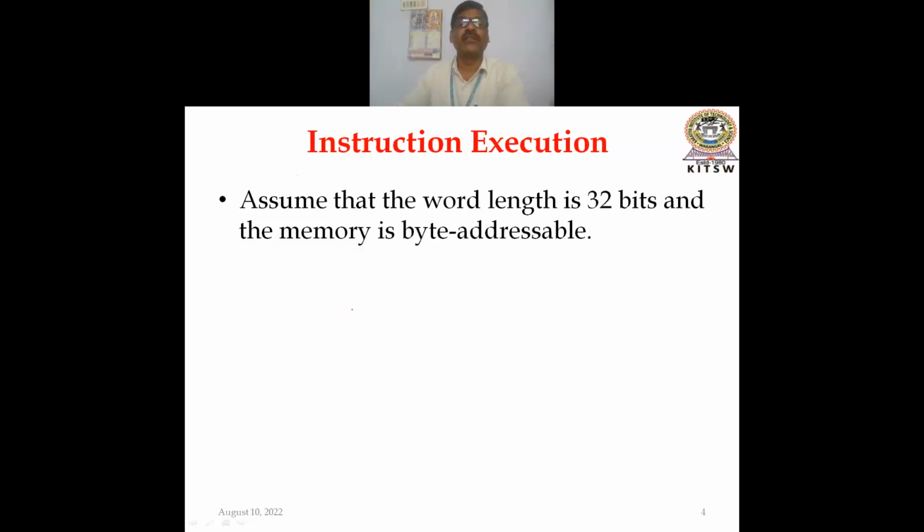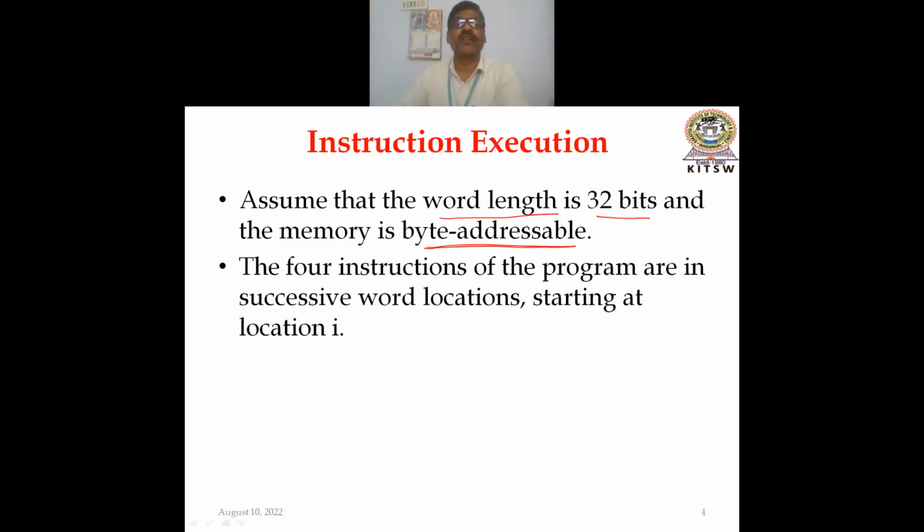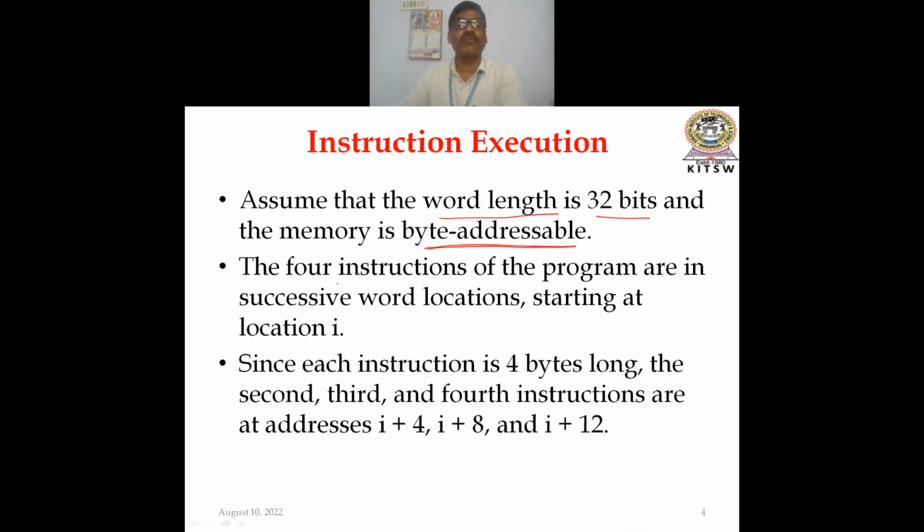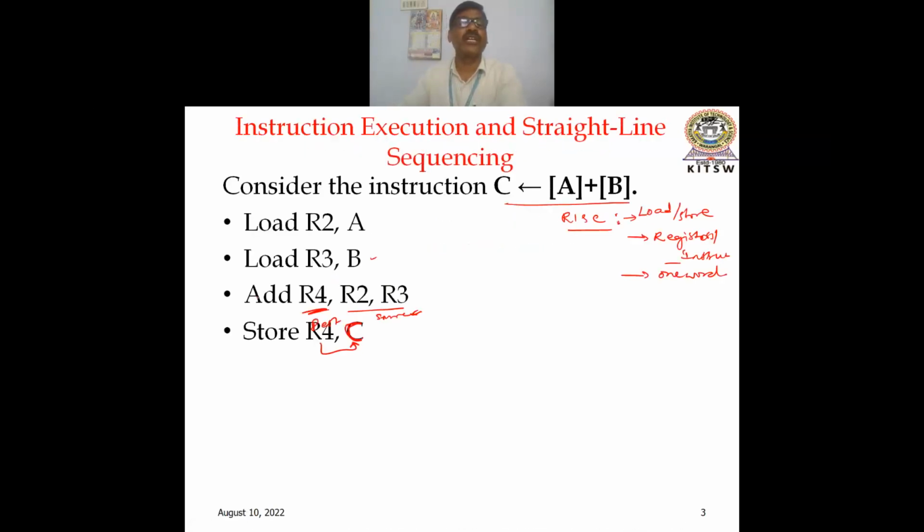Now we will see. To execute this program, we are assuming that the word length is 32 bits and the memory is byte addressable. There are four instructions we have seen in the program: instruction 1, instruction 2, instruction 3 and 4.